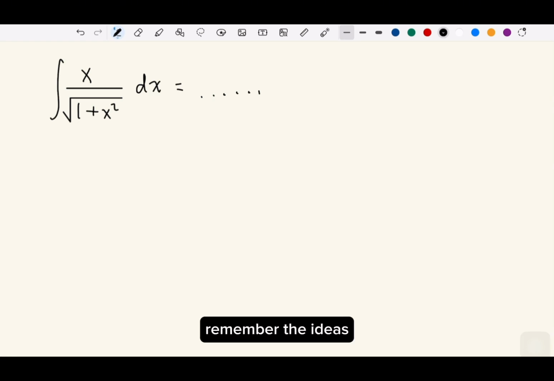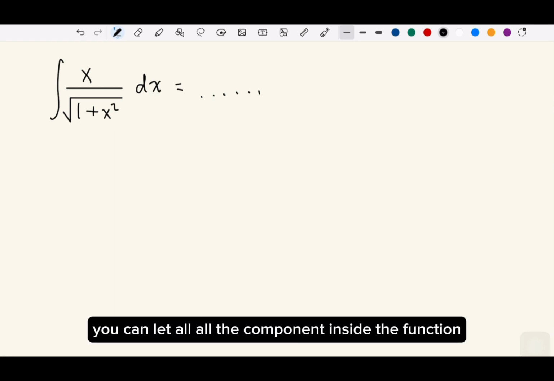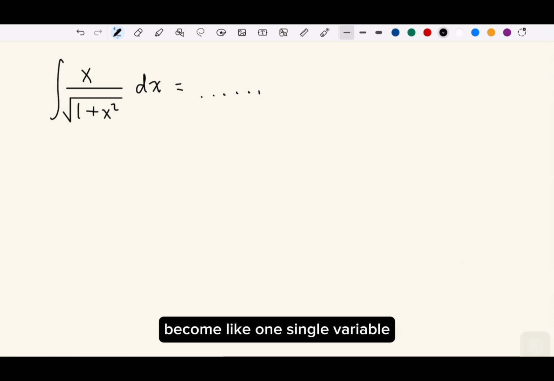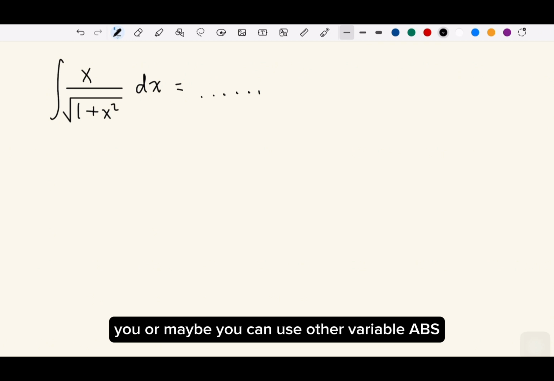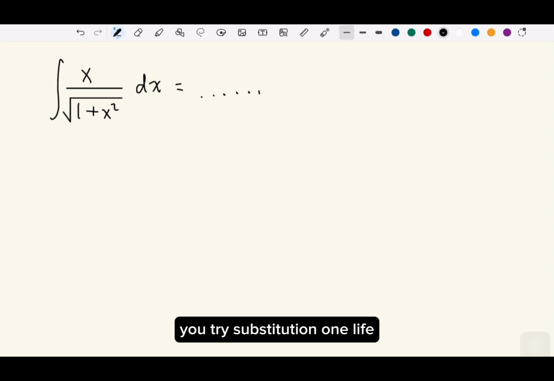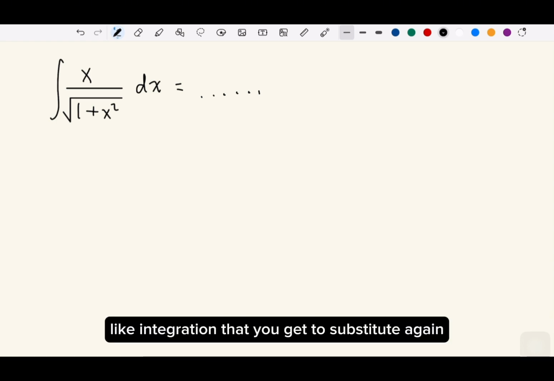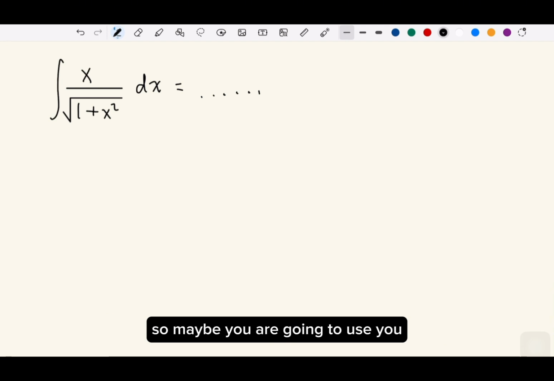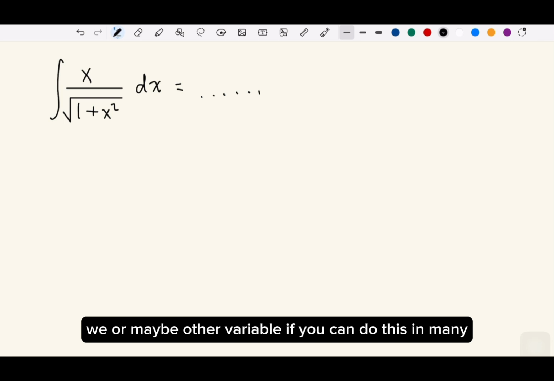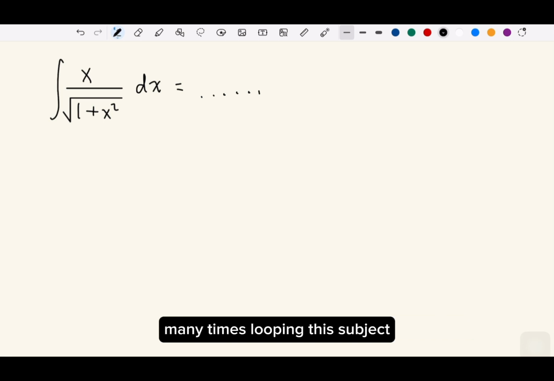Remember the idea is you can let all the components inside the function become one single variable u. Or maybe you can use another variable like a, b, okay. Because sometimes in substitution, you try substitution one time, and maybe you have another integration that you need to substitute again. So maybe you are going to use u, v, or maybe another variable. You can do this many times, looping this substitution.